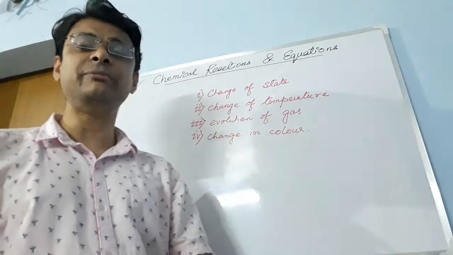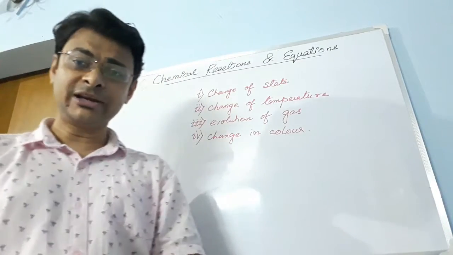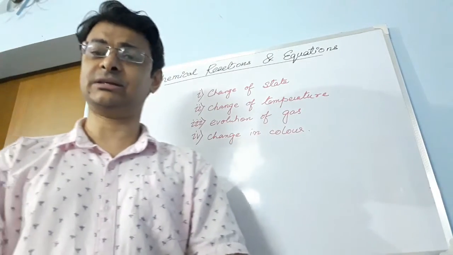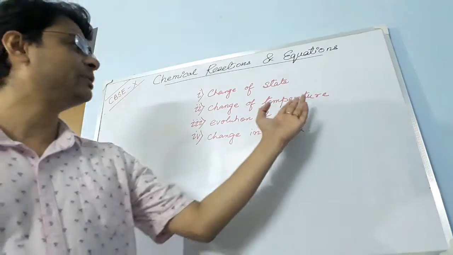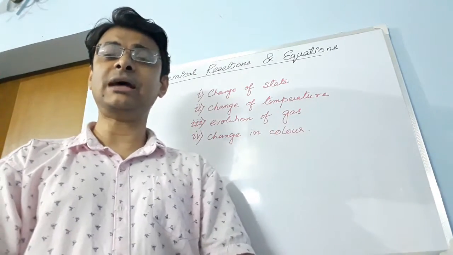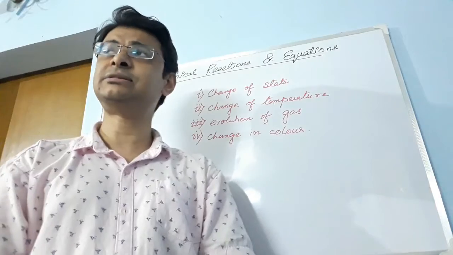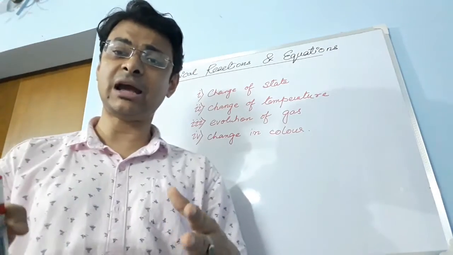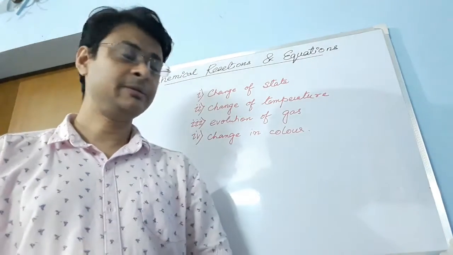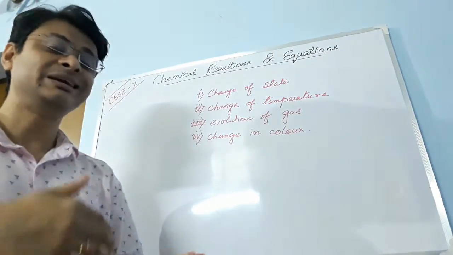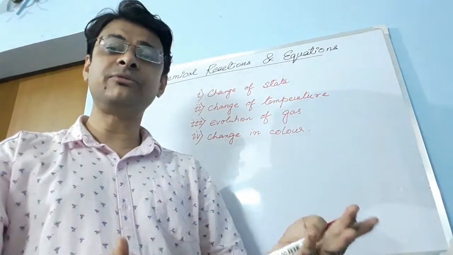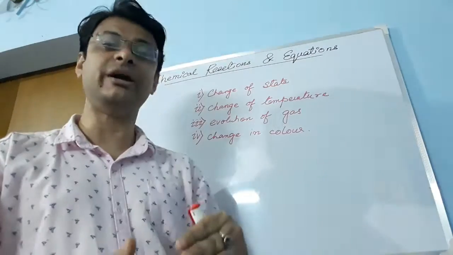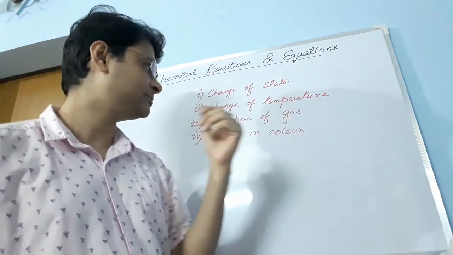Next is change of temperature. I will explain it in the later part of this chapter. This happens between two types of reactions, that is exothermic change and endothermic change. That is, in some of the reactions heat is evolved, meaning heat is given out, or in some of the changes heat is required. I will explain it later.